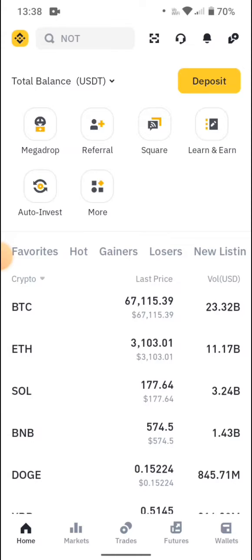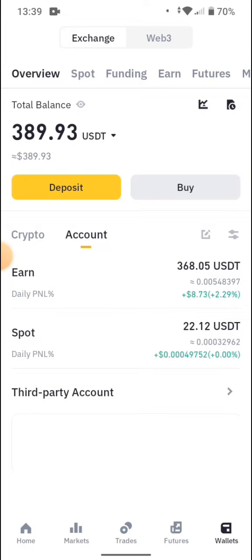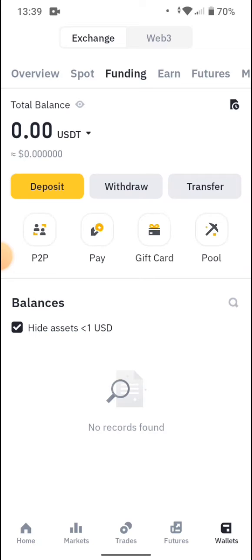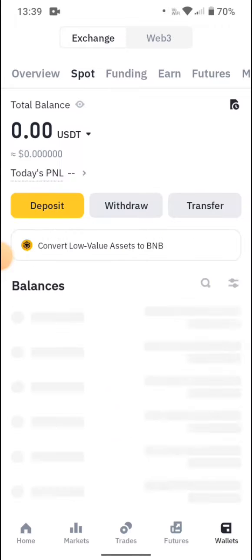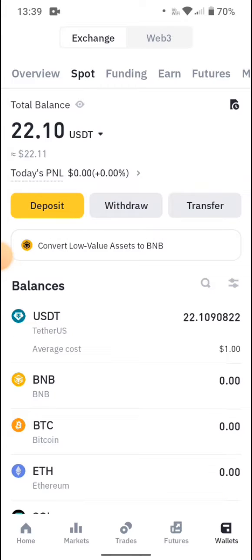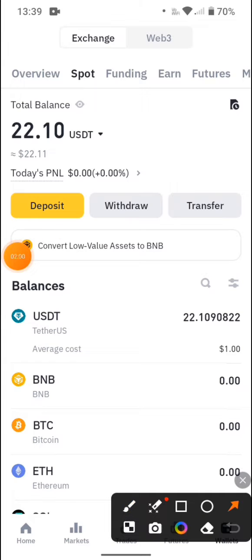So you come to the bottom here where you see wallet. We need to transfer funds into our futures wallet. Whenever you send money, it is going to be at this particular funding wallet. For now I have 22 USDT, so all I need to do is transfer this USDT.